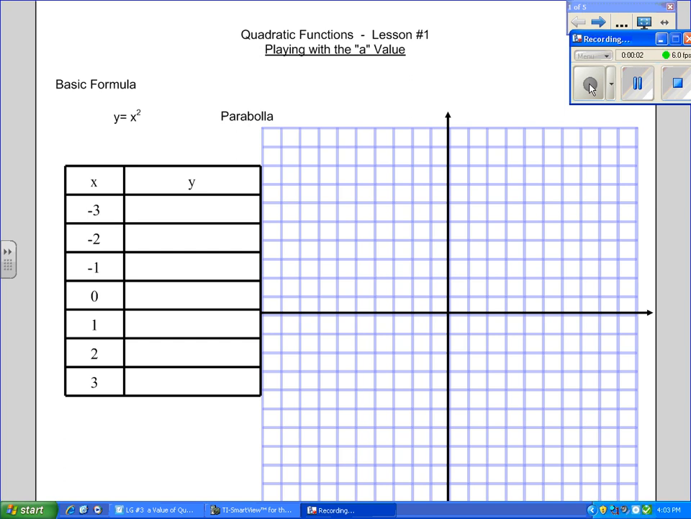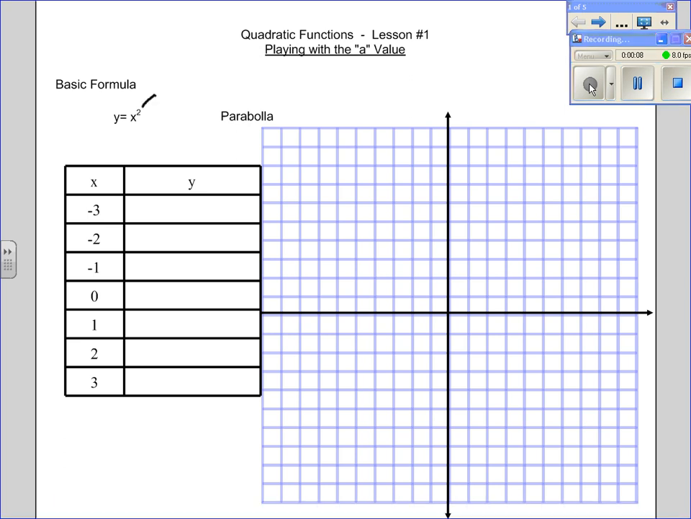Let's take a look at working with quadratic functions. Quadratic functions have a basic formula. It has to have a squared in it. That's probably the most important thing. So if you get any kind of formula that has either a cube or a square root, that's not a quadratic. A quadratic has to have a square. We have a specific name for something that looks like this. It's called a parabola, and we'll be talking about that a little later on.